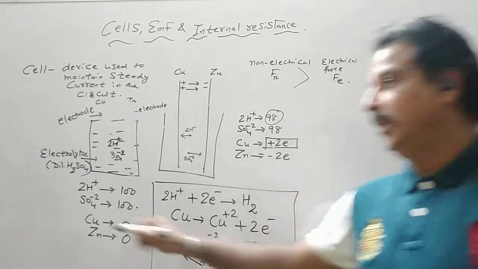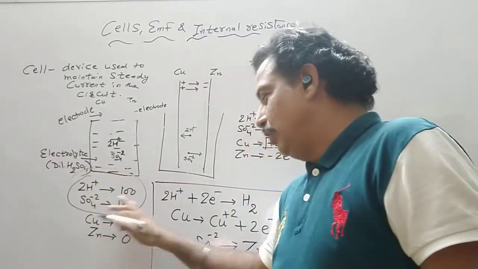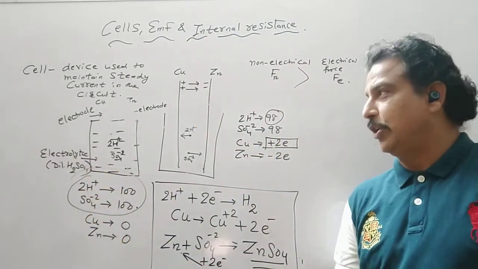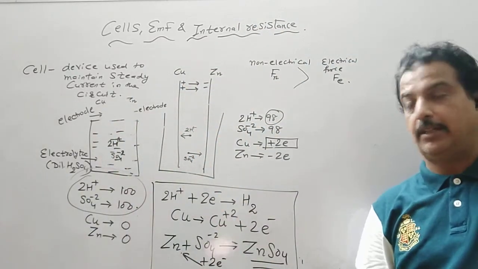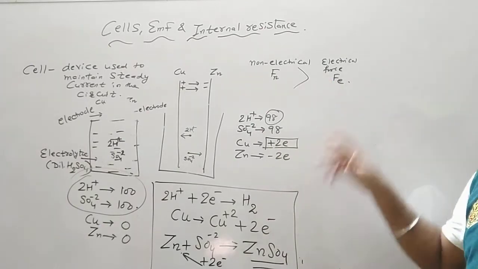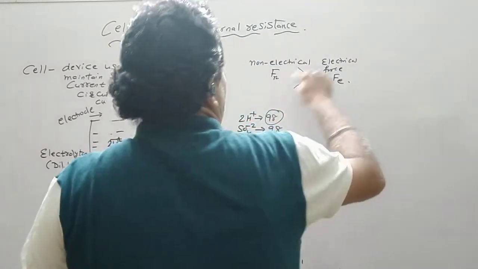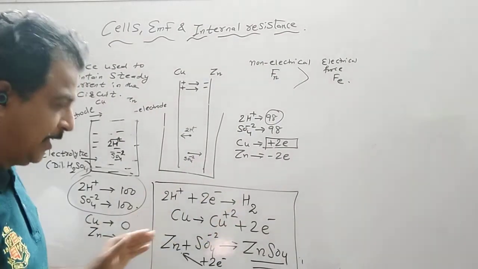So initially there were ions, but there were no charges on copper and zinc because they were not immersed. Now this process starts as soon as we immerse them. So this is the condition. Opposition starts, but the non-electrical force is greater than Fe, so the motion will continue.